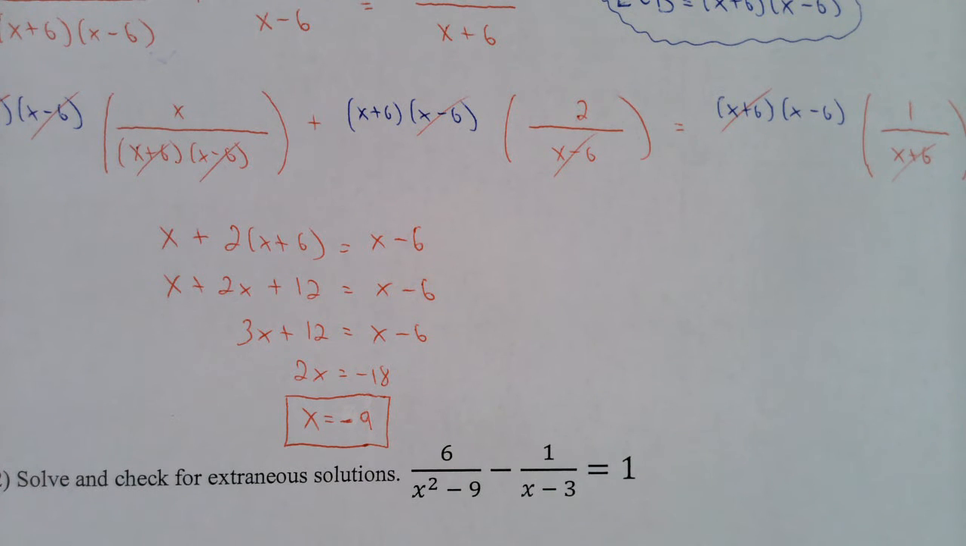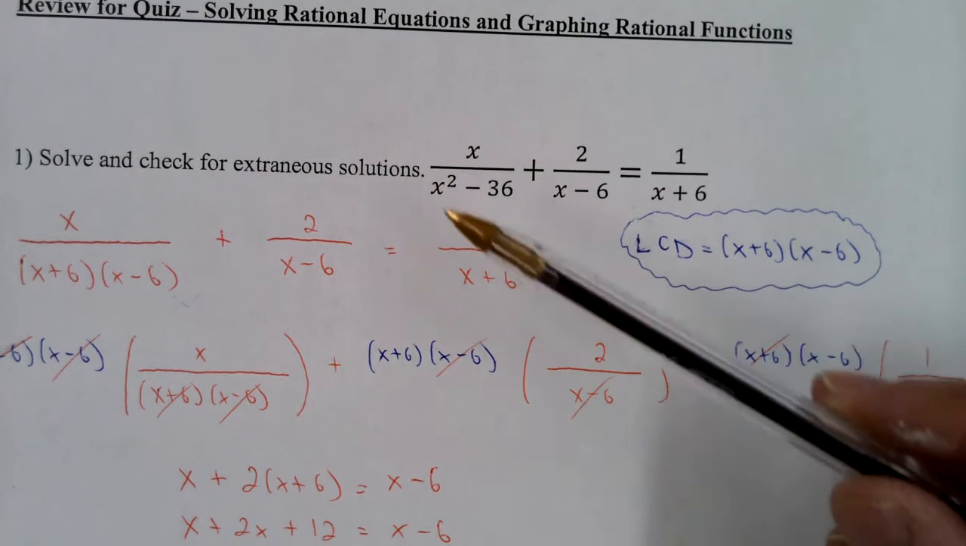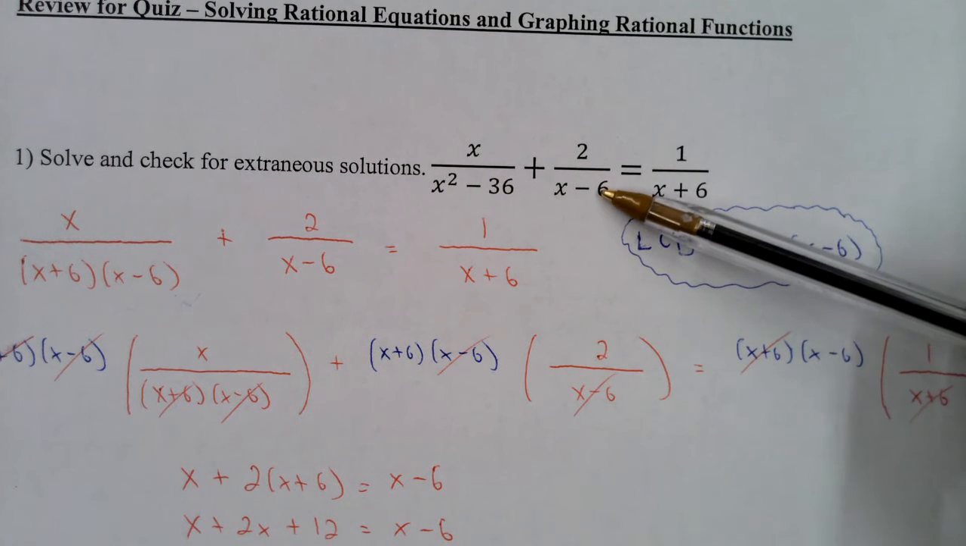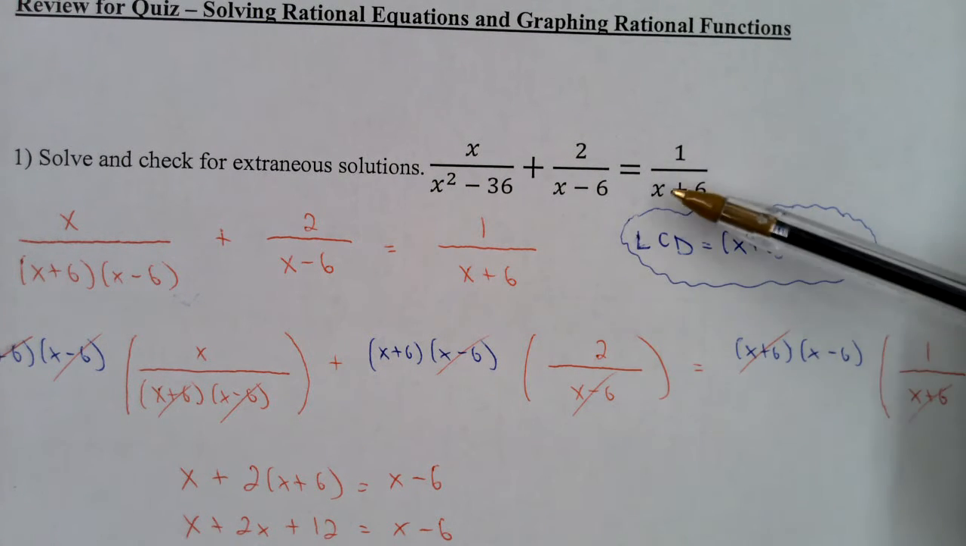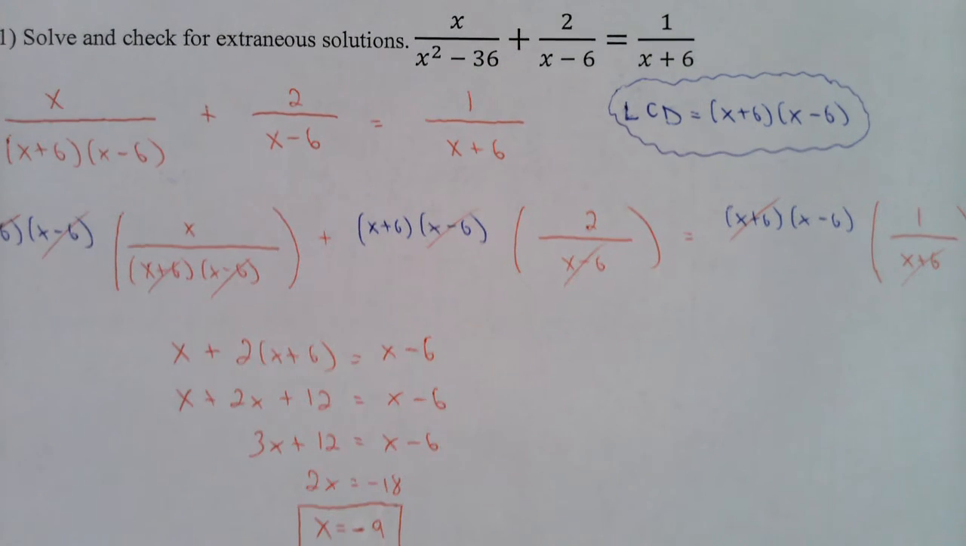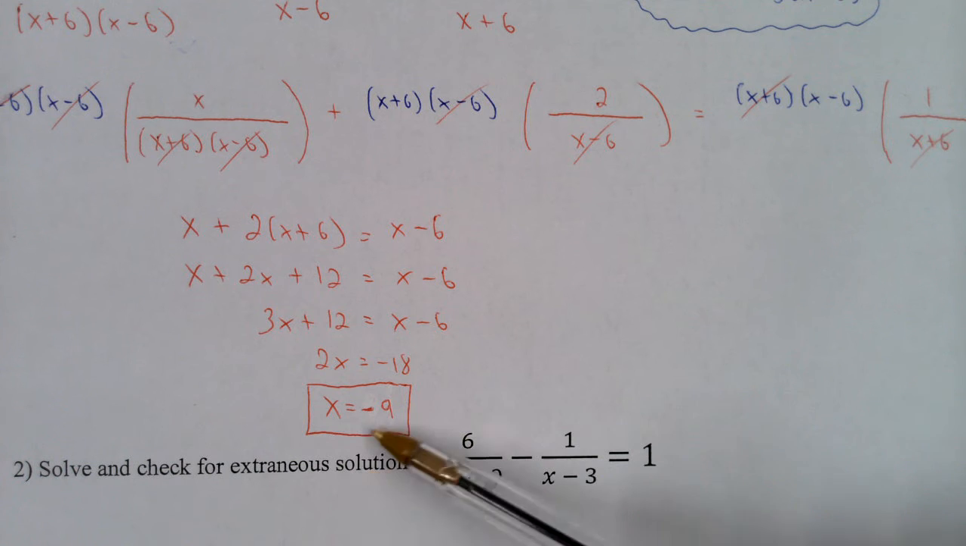But everything I just said still applied, okay? Because negative 9 squared minus 36 is not 0. Negative 9 minus 6 is not 0. And negative 9 plus 6 is not 0. So none of the denominators become 0. So that means this answer works. It's not an extraneous solution. The answer works. Okay?